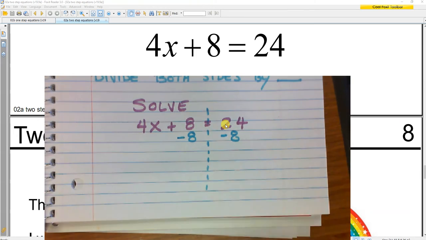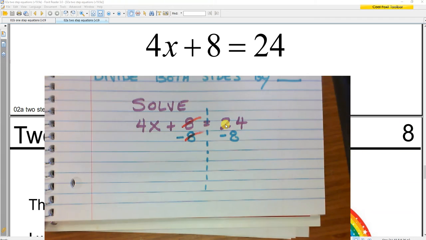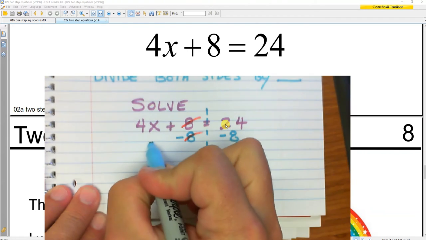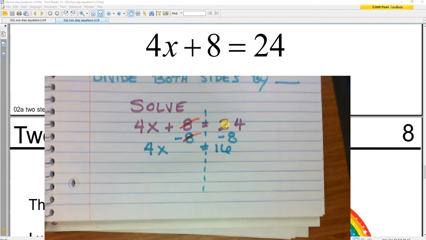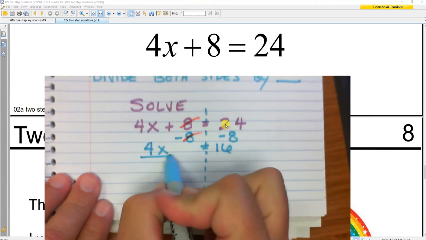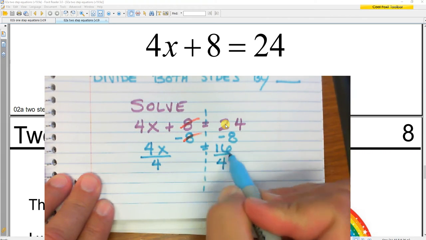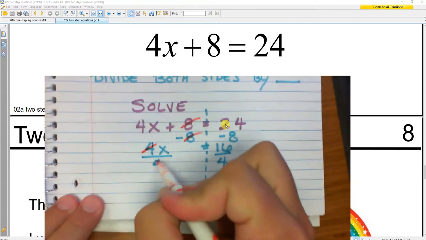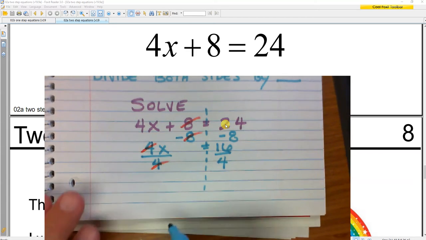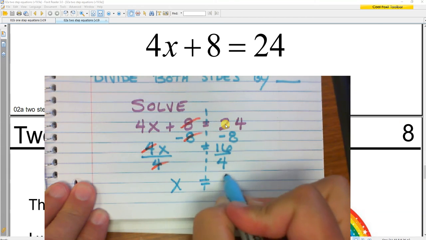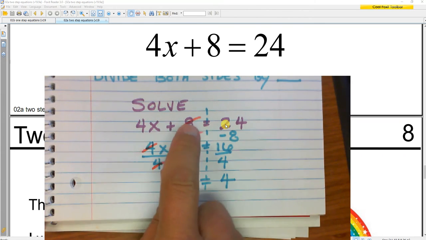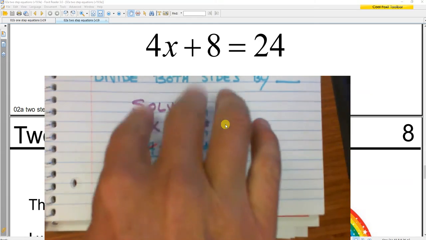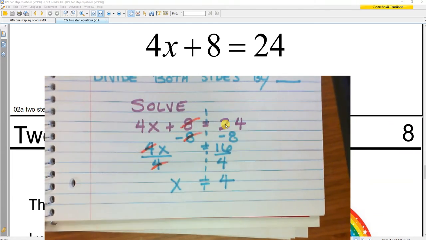Red marker of death and destruction. And that leaves me with 4x equals 16. Now, my second step, I'm going to divide both sides by 4. Red marker of death and destruction. X equals 4. Don't go directly to the 4, deal with the 8 first. You want to sneak up on the x. You don't go right to the x, you sneak up on the x.